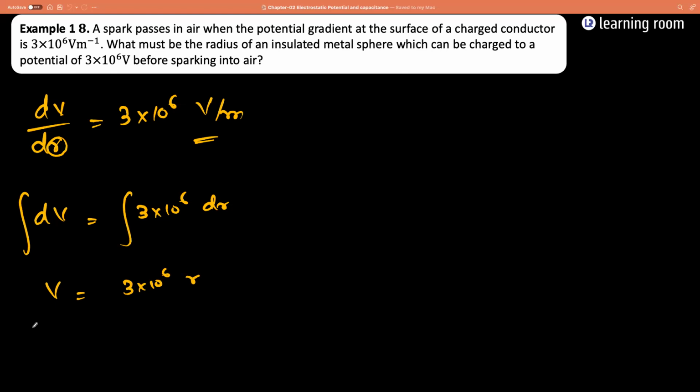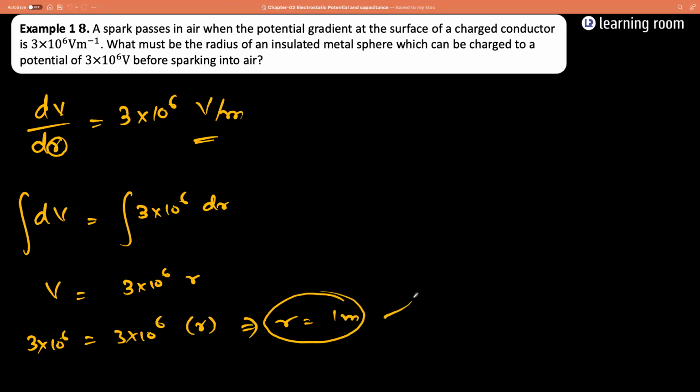Right? So what is the value of V? 3 into 10 power 6 is equal to 3 into 10 power 6 into what is the value of R? Guys, tell me. It is going to be 1. 1 meter. So the radius of that sphere is supposed to be 1 meter. Clear?